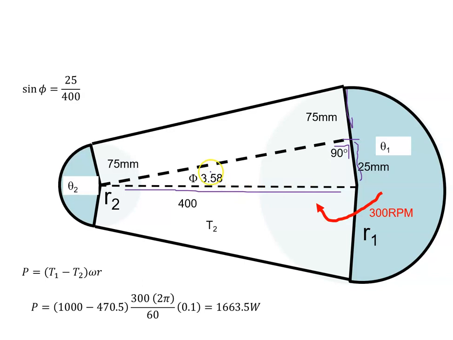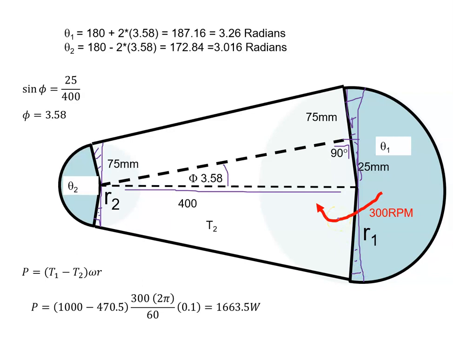So I can say that sine phi, so this angle here, is 25 over 400. So then if I get the inverse sine of that, I get phi is equal to 3.58 degrees. I can extend up my straight lines. So this angle here is 3.58, this angle here is 3.58, this angle here is 3.58, and this angle down here is 3.58.